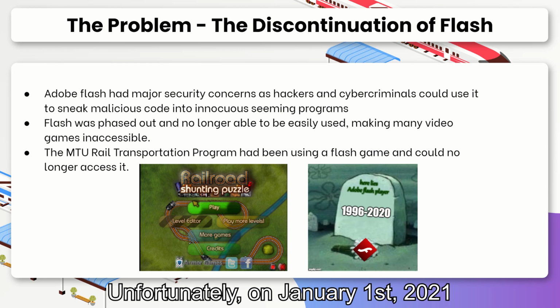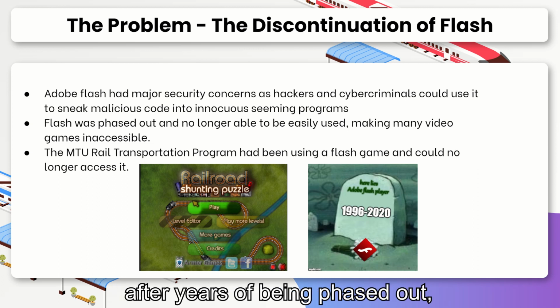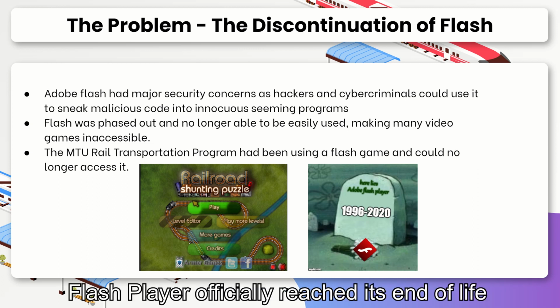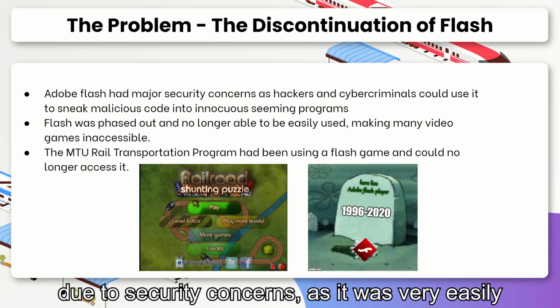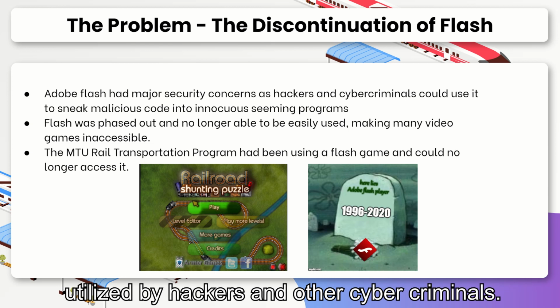Unfortunately, on January 1st, 2021, after years of being phased out, Flash Player officially reached its end of life due to security concerns, as it was very easily utilized by hackers and other cyber criminals.